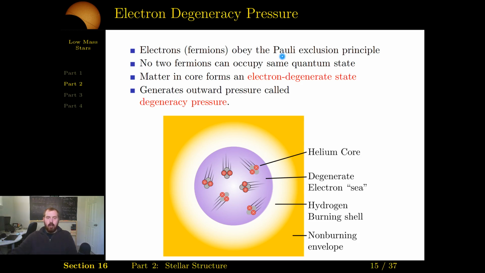Simplest way to sum this up is that electrons obey what we call the Pauli exclusion principle. What does that mean? No two fermions can occupy the same quantum state. What is that? Okay, think back to our energy levels. When we said, here's a hydrogen atom and it's got an electron orbiting it, you could have the electron in different energy shells.